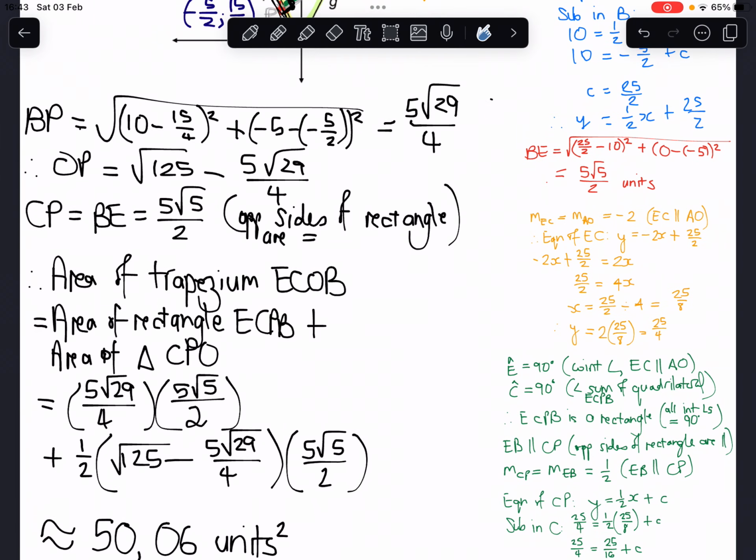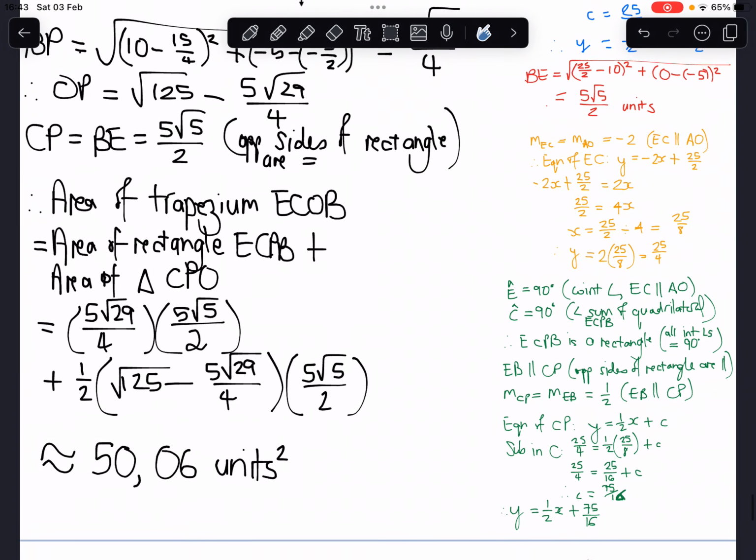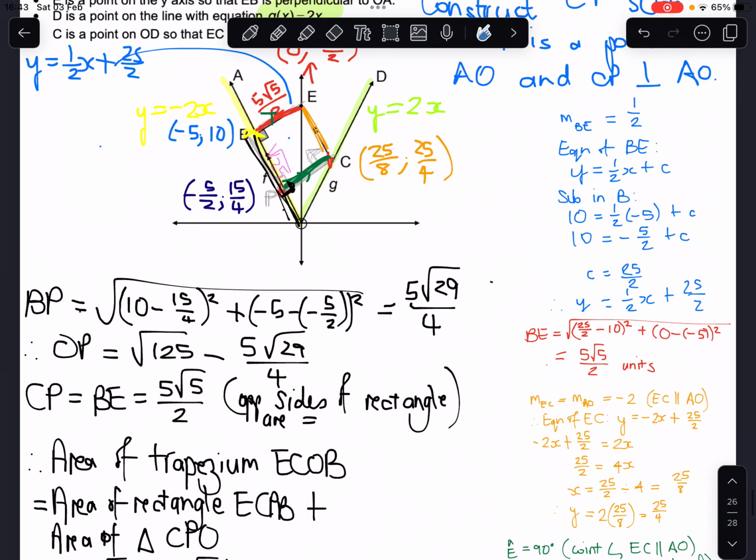Then we wanted to find the equation of the line CP. So we started by saying we wanted to first show that this is in fact a rectangle, so that we could show that these two lines are parallel. So we say that E is a 90 because of co-interior angles, and C is also a 90, again because of co-interior angles. And so we demonstrated that.